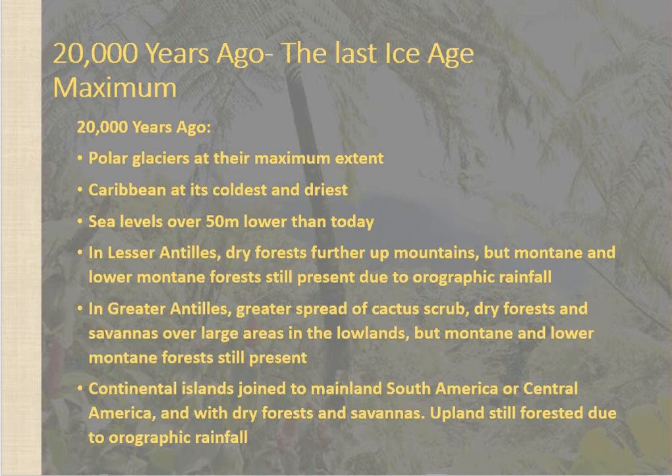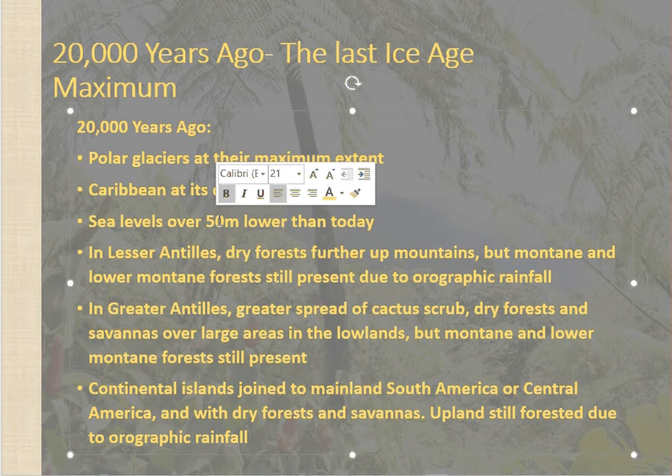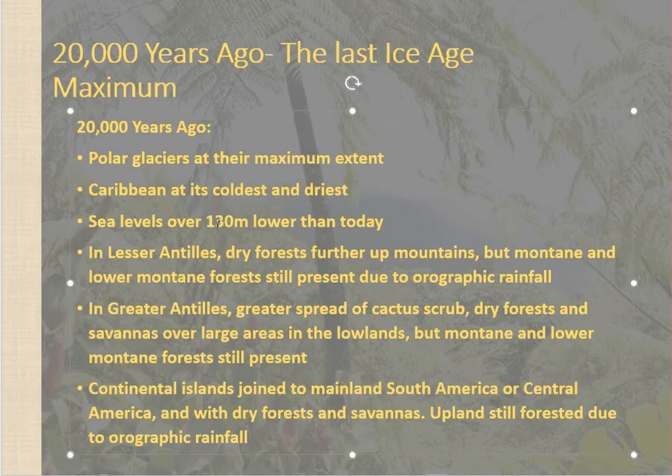Sea levels were over 50 meters, actually more like 120 meters lower than they are today. Let me change that right now. Over 120 meters lower than they are today. So that means a lot of the continental shelves were exposed, and many of the Caribbean islands were actually amalgamated into larger islands.